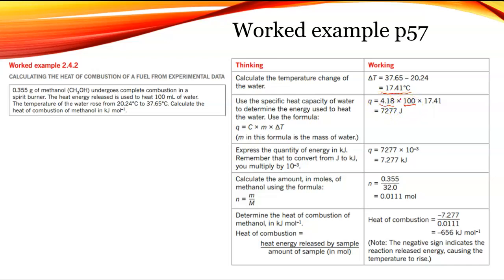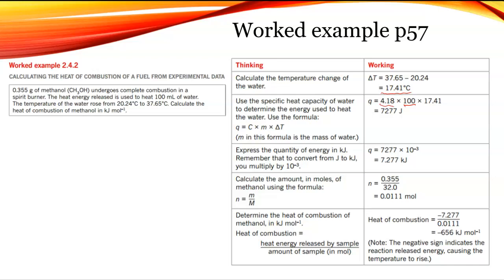Now, you might say, well, if we had measured the mass of the water instead of the volume, that would have made things more accurate. But the bottom line is that the specific heat capacity is 4.18 no matter what. So maybe it doesn't matter that much.